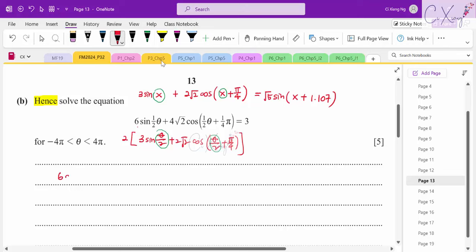Okay, then after that, we can continue from there and solve the equation. So let's start first. I'm having 6 sin θ/2 plus 4. Okay, so first step, I factorize out a 2 from the equation.